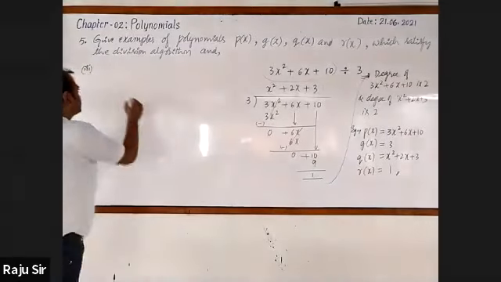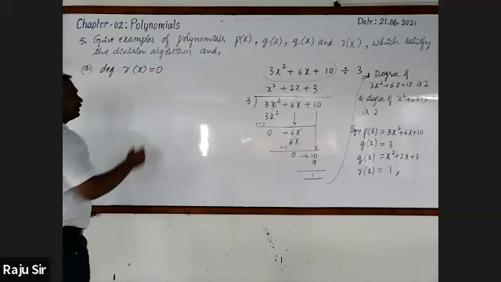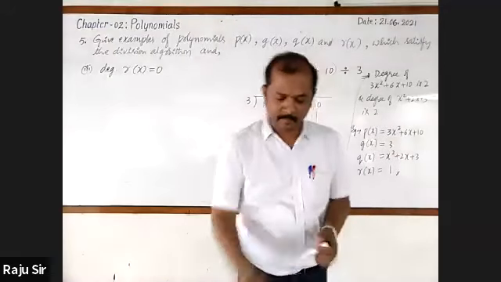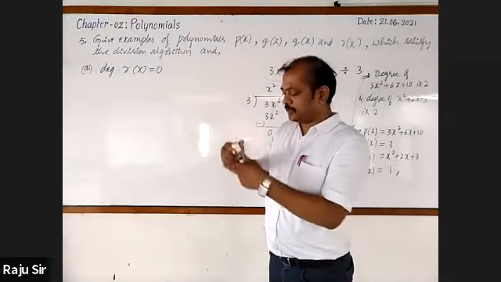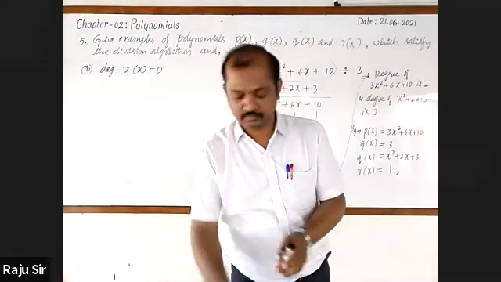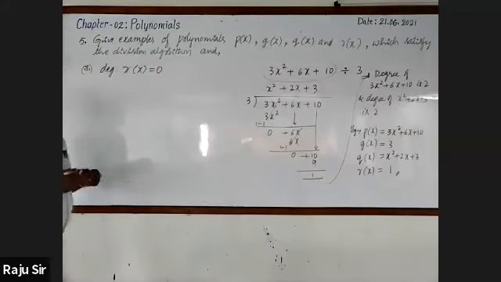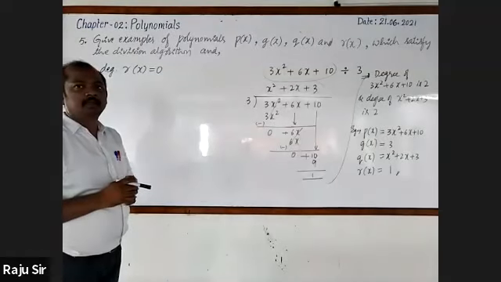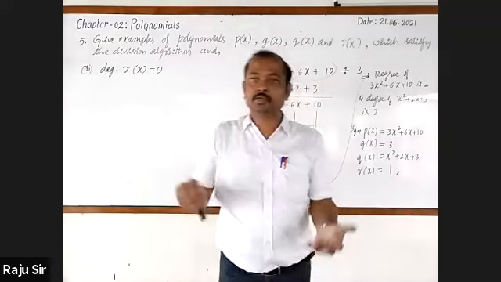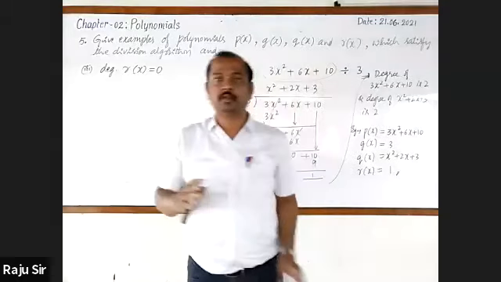Degree of R of x is 0. How do you go about taking the degree of R of x as 0? It should be constant. That means the remainder should be constant. Understood?